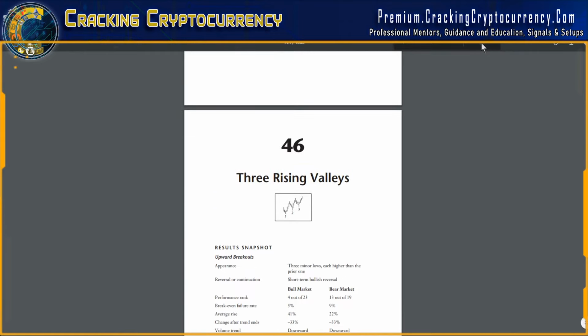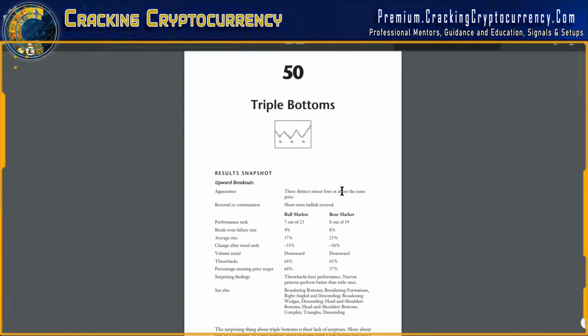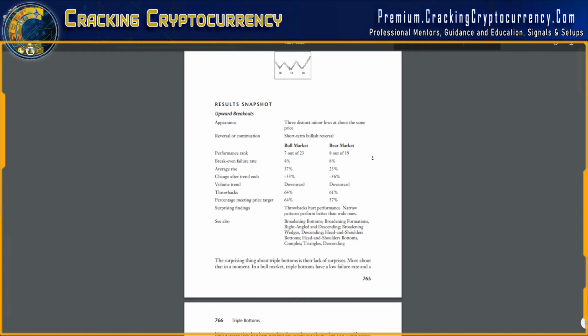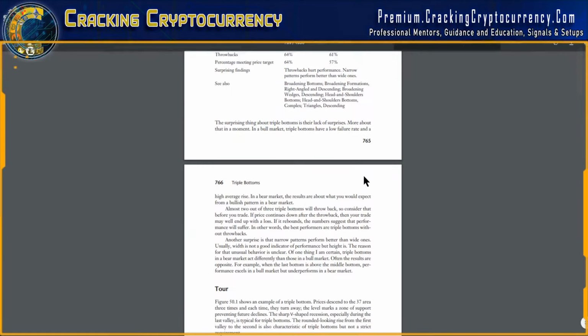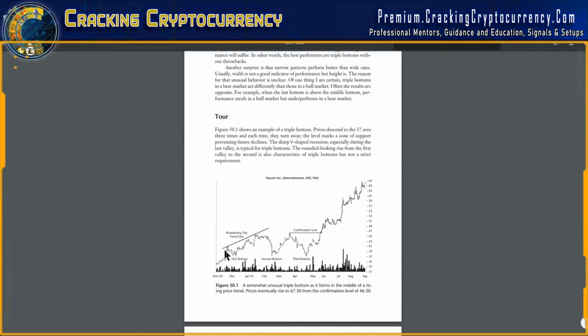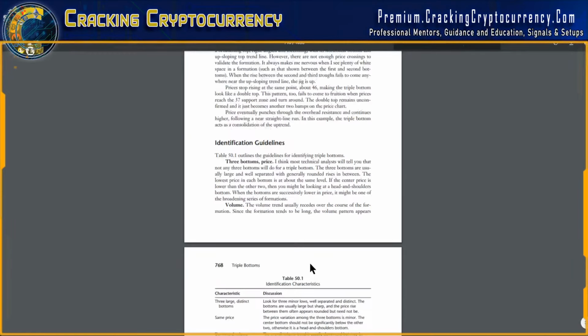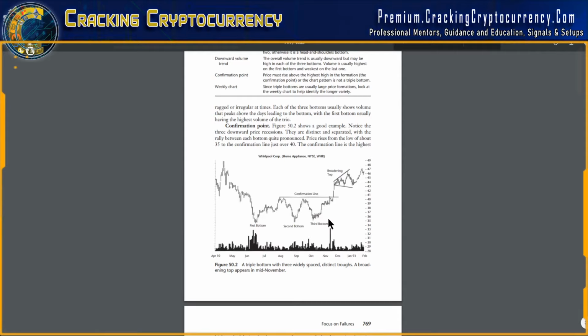Three rising valleys, triple bottoms. Here we go. Three distinct minor lows at about the same price. 1, 2, 3. 1, 2, 3.